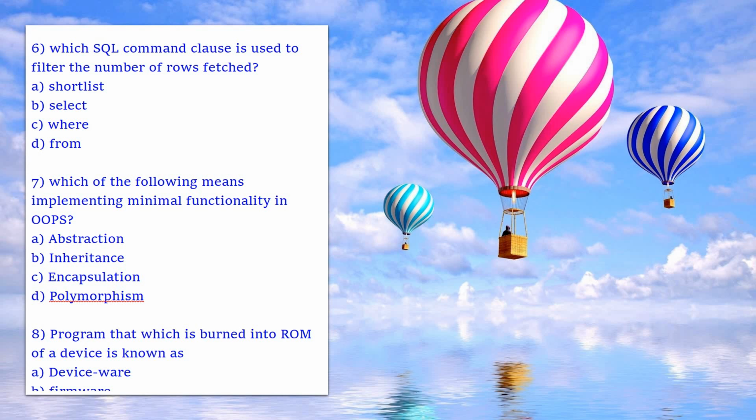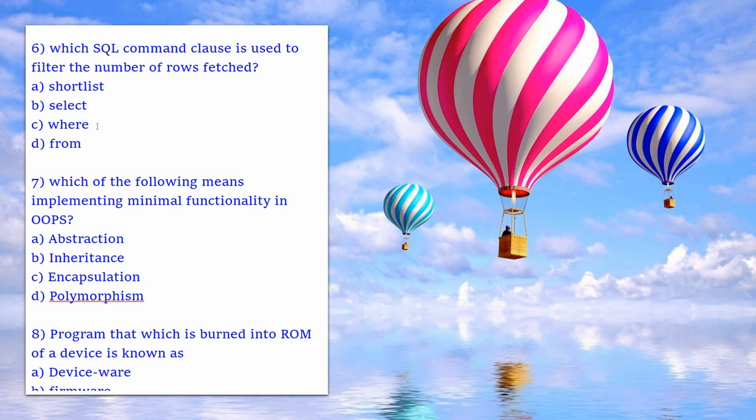The sixth question is, which SQL command clause is used to filter the number of rows fetched? Here they are telling to filter the number of rows. Shortlist, there is no such command in SQL. There are only three: select, where, from. The select clause is used to select a particular table or particular row. Here they asked which of these is used to filter. So from is not a clause which is used to filter the number of rows.